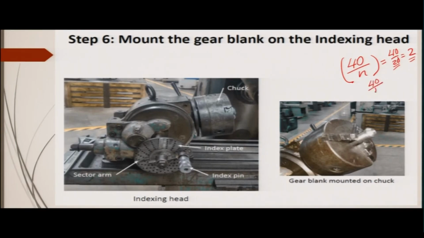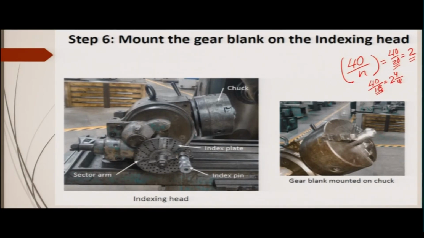So, it will be 40 by 18. So, this will be 4 by 18, right. So, now you can see that this is 2 complete rotations and then 4 rotations out of 18 holes. That is how we actually make it. For cutting 18 teeth, the formula is 40 by n. So, 40 by 18, which is 2 complete rotations, 36.